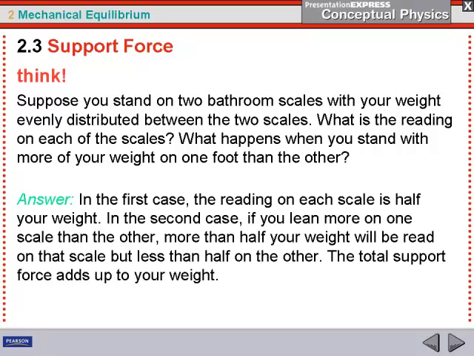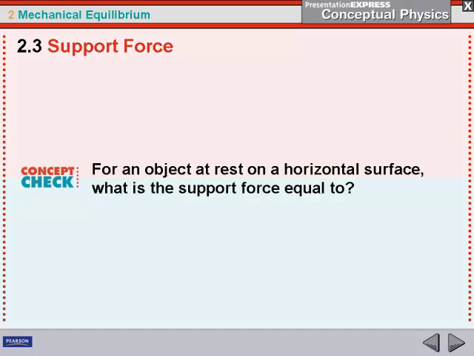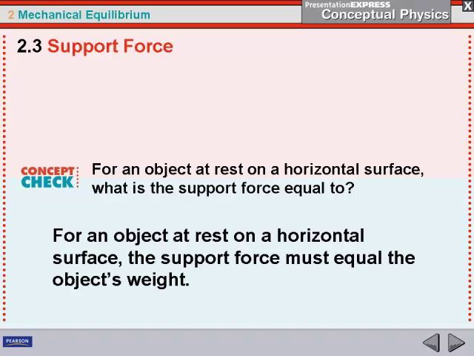In the first case, the reading on each scale is half your weight. In the second case, if you lean more on one scale than the other, more than half your weight will be read on that scale, but less than half on the other. The total support force adds up to your weight. For an object that rests on a horizontal surface, what is the support force equal to? For an object that rests on a horizontal surface, the support force must be equal to the object's weight.